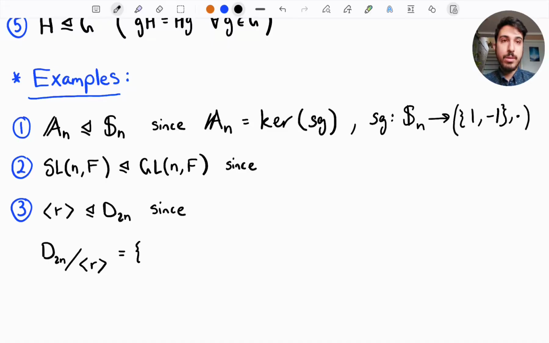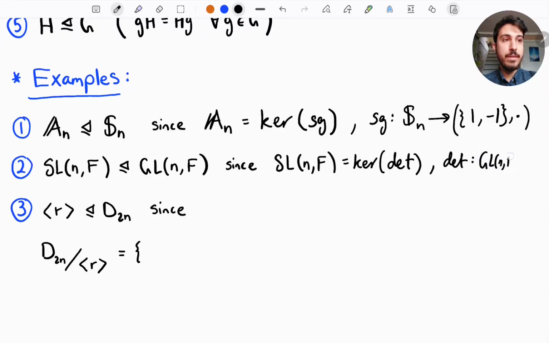And for the second example, we have immediately that the special linear group is a normal subgroup of the general linear group. This is because, again, with the same reasoning, SL_n(F) is the kernel of some epimorphism, which in this case is the homomorphism, the determinant, where the determinant takes a matrix from GL_n(F) and gives you a non-zero real number.